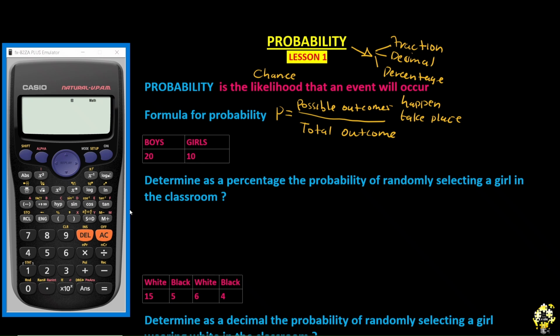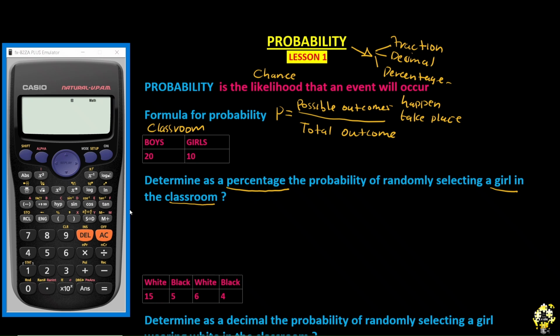So the first question: we are given this. Let's say these are learners in a classroom. In that particular classroom, there are 20 boys and, of course, 10 girls. Now, the question says, determine as a percentage. This is our first focus point, as a percentage. Remember, probability can also be expressed as a percentage. The question is the probability of randomly selecting a girl in the classroom.